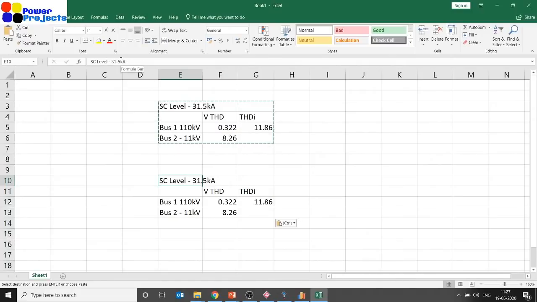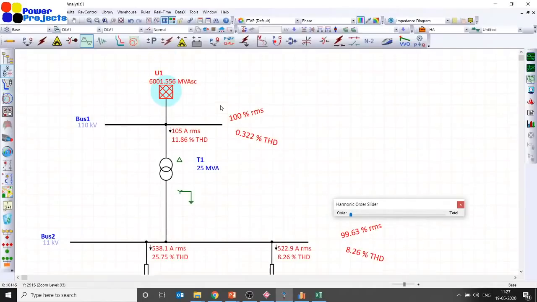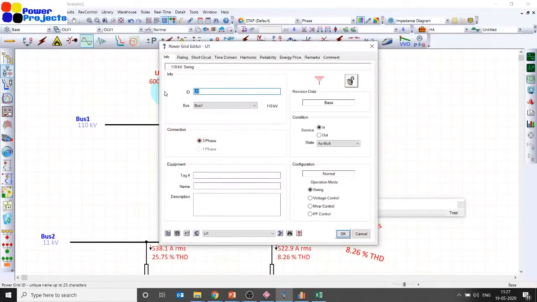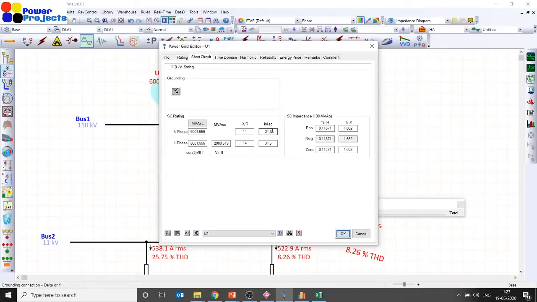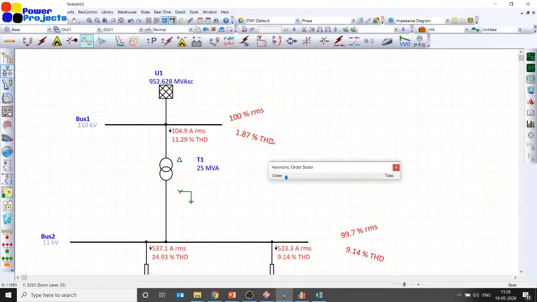Right now, let me change the short circuit level from, for example, 31.5 kiloamps to merely 5 kiloamps. I am not changing any other parameters. I am changing only one parameter, which is the grid short circuit level, from 31.5 kiloamps to 5 kiloamps. Let me rerun my results. Yes, now you got some difference.